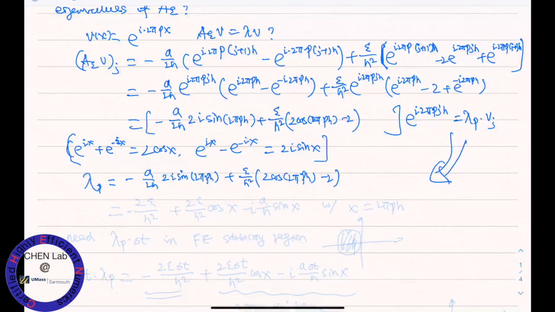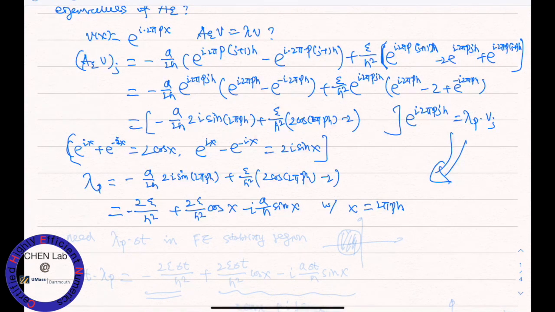To simplify this a little bit, we're going to get 2 epsilon over h squared times negative 2, all right, now plus 2 epsilon over h squared cosine x minus a over 2h times 2, so that 2 goes away, the a over h i sine x. Here x is nothing but 2 pi ph, okay, 2 pi ph.